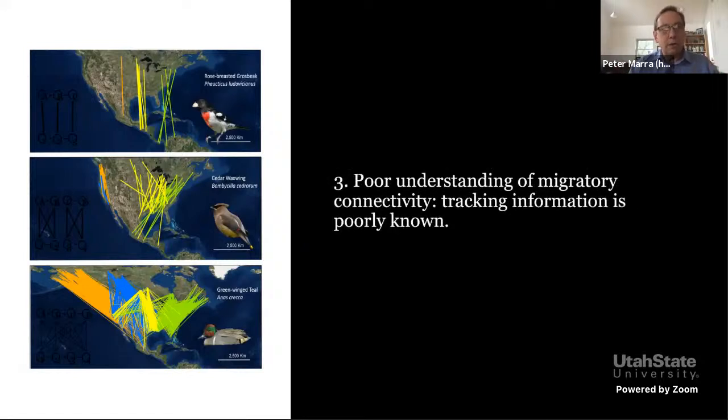But there's also a third reason, and that is that we have a poor understanding of this thing called migratory connectivity. Basically, we don't have good tracking information for most animals because they move. And when they move, we can't follow them.